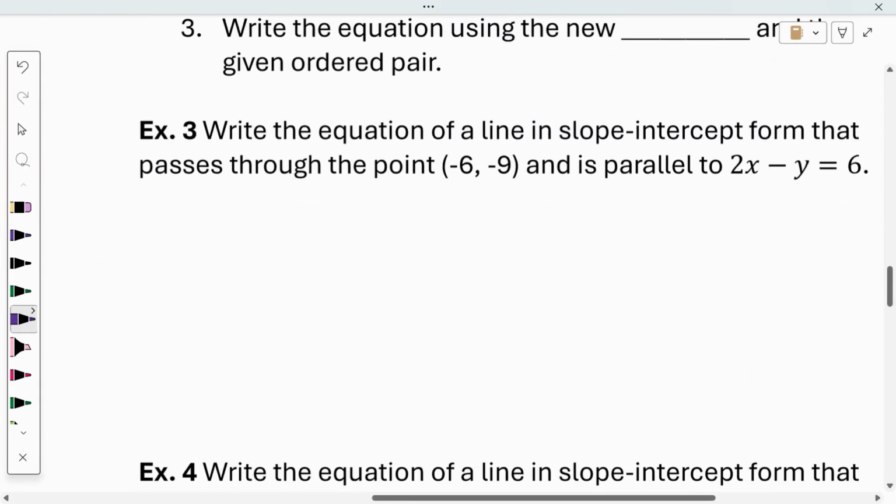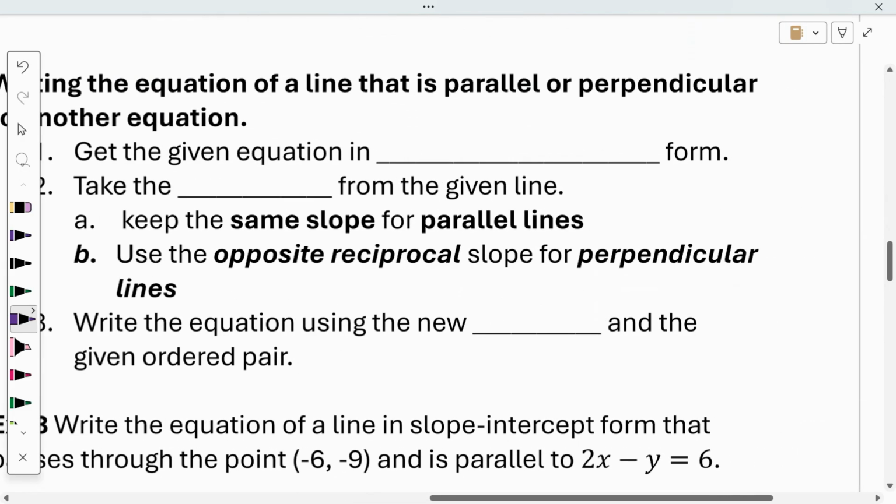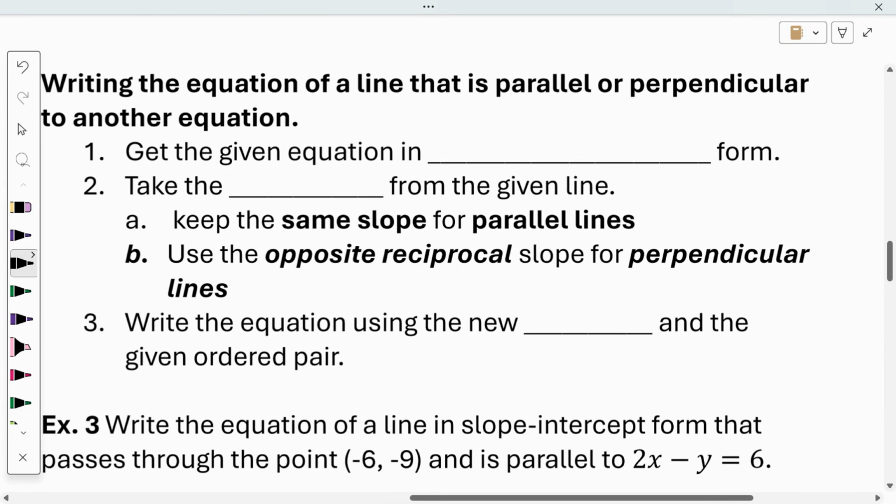All right. So sometimes we're asked to write an equation to a line that's parallel or perpendicular to another equation. So the first thing that we have to do is get the given equation in slope-intercept form. So that means make it look like this. Y equals mx plus b.